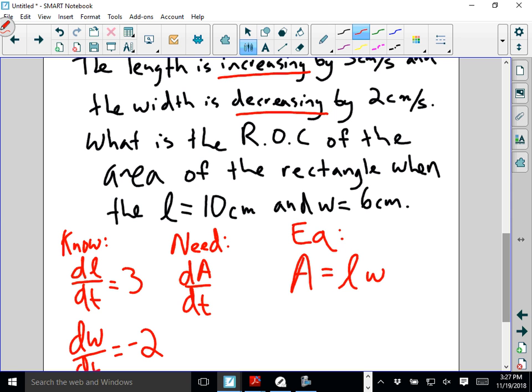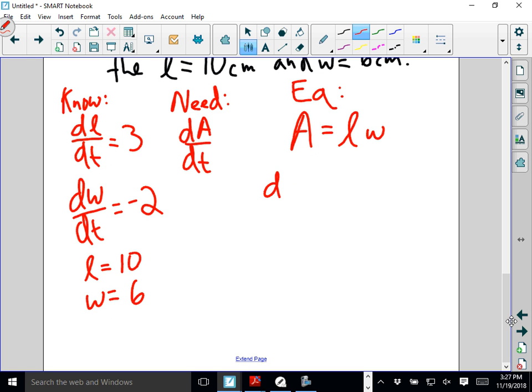What happens when we do the derivative of something times something? What rule do we need to use? Well, we need to use the product rule. So this problem is going to have a product rule component to it. That's okay, we know the product rule. So let's just do the derivative of both sides. The derivative of A would simply be dA/dt. No special rules needed there.